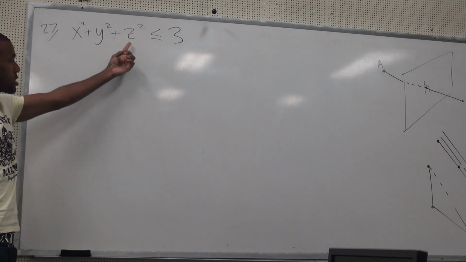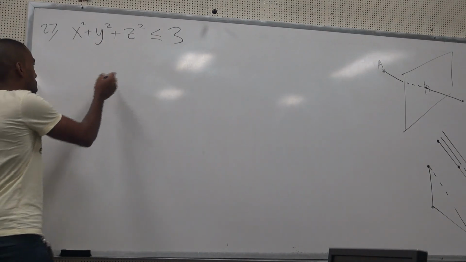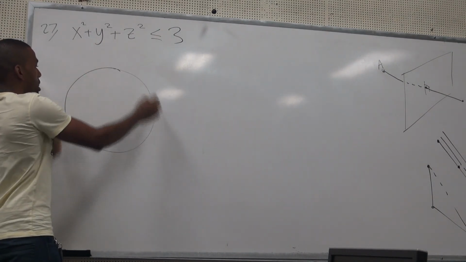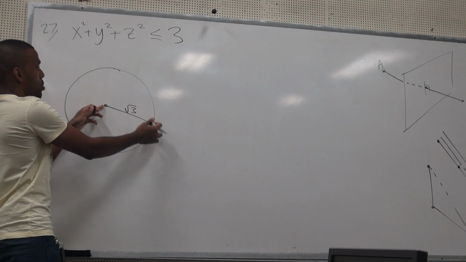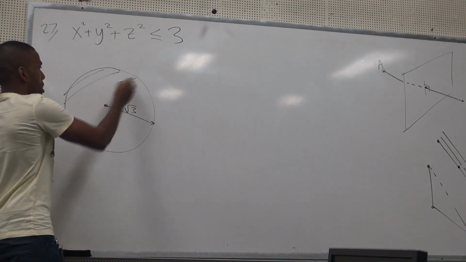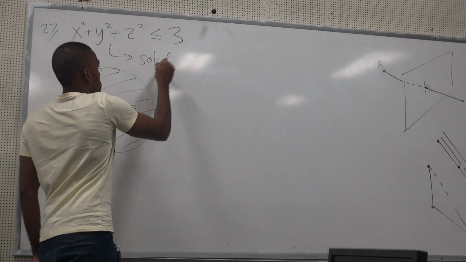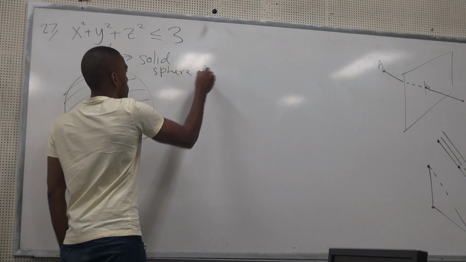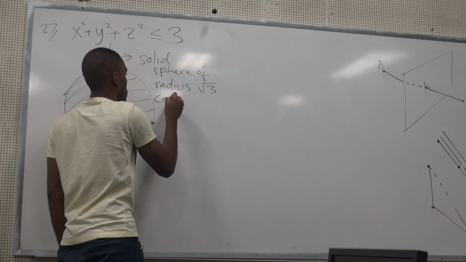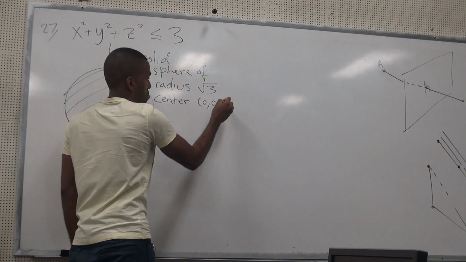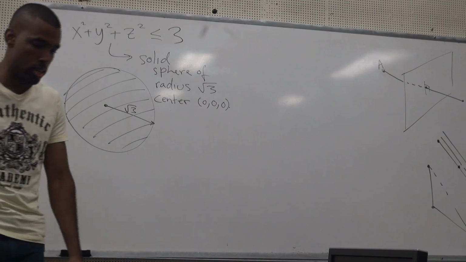x squared plus y squared plus z squared. The center is 0, 0, 0. The radius would be radical 3. But here we have less than or equal to. So now you have this sphere, but it's everything less than or equal. To get out here, that's radical 3. But you don't just want the radical 3. You want everything less than or equal to. So it shades everything in. So basically what this describes is a solid sphere. So that's how you describe it in words. It's the solid sphere of radius radical 3 centered at the origin.